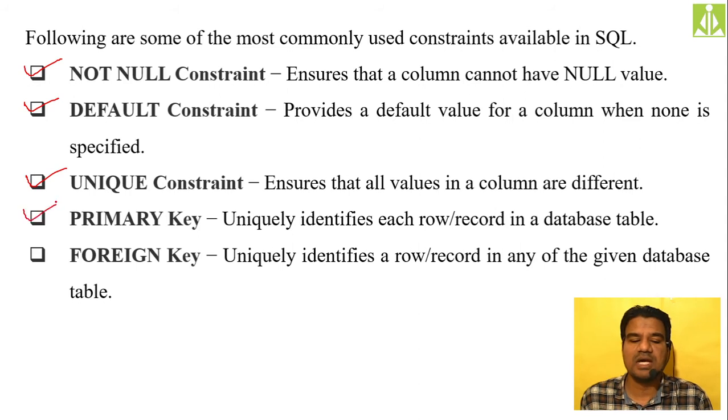Then the primary key constraint uniquely identifies each row or record in a database. There is more to discuss about this primary key, and when it comes, we will discuss it. Then the foreign key, which gives us the relation between the tables. This foreign key also uniquely identifies a row or a record in a given database table. But there is more to discuss about this foreign key as well. When it comes, we will have a brief discussion on the primary key and foreign key.